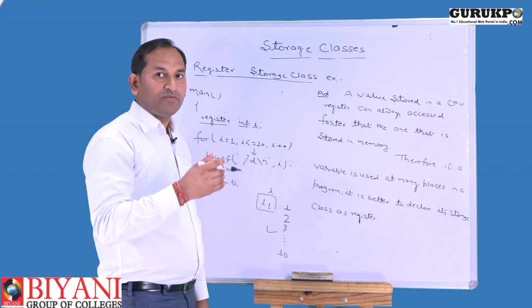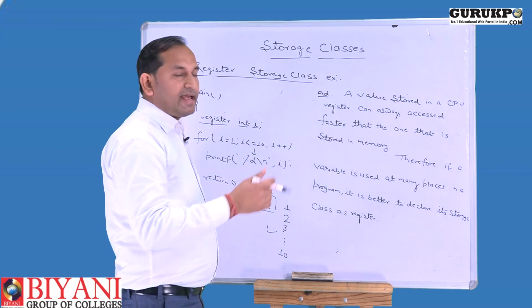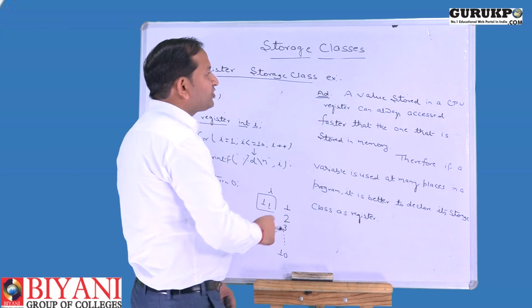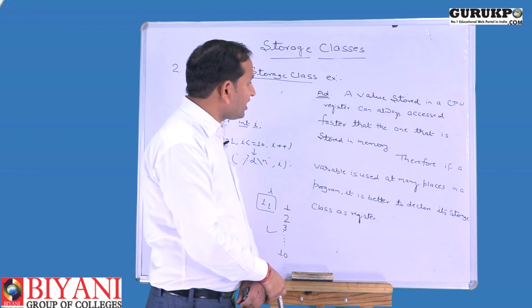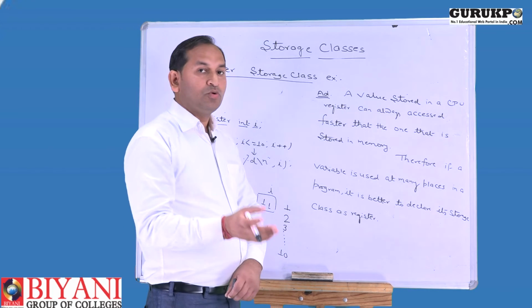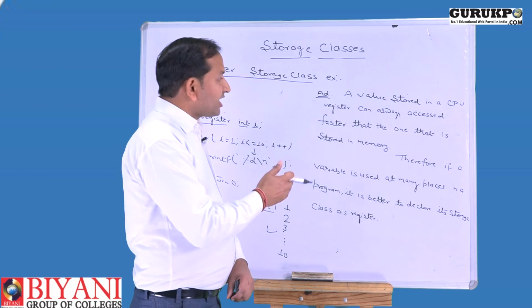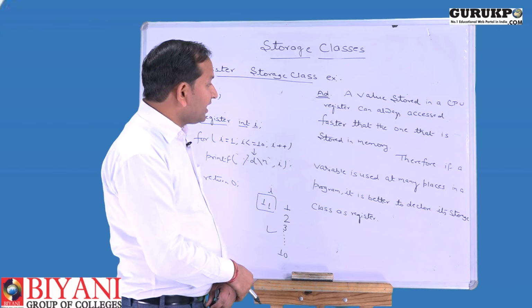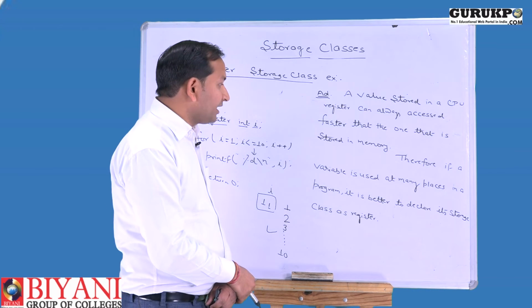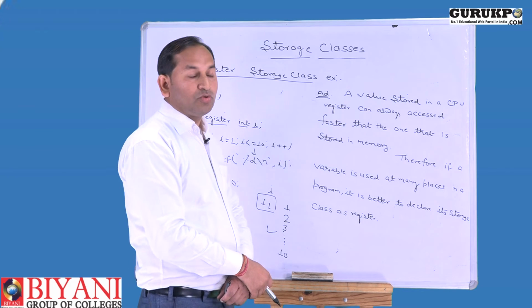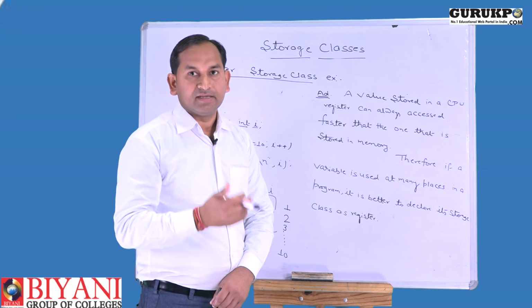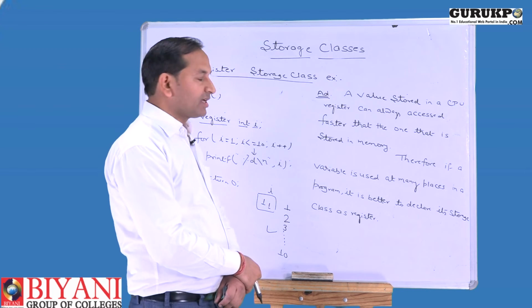So the primary advantage of such a variable is faster access from memory. A value stored in a CPU register can always be accessed faster than one that is stored in memory. A normal variable is stored in memory, whereas such a variable will be accessed faster. Therefore, if a variable is used at many places in a program, it is better to declare its storage class as register. So in case of a for loop, while loop, do while loop, or variables which are used frequently, we always use register storage class.